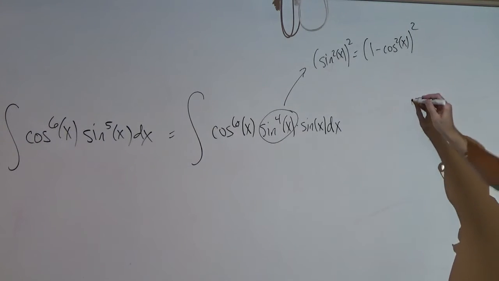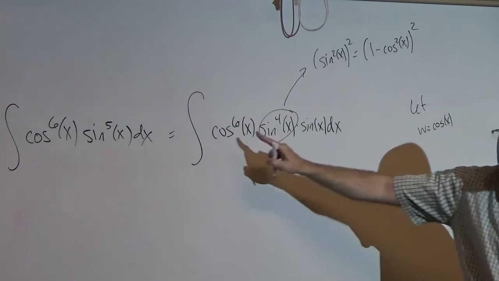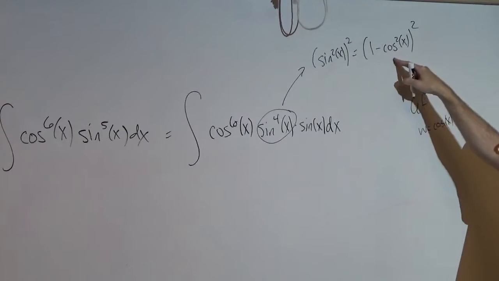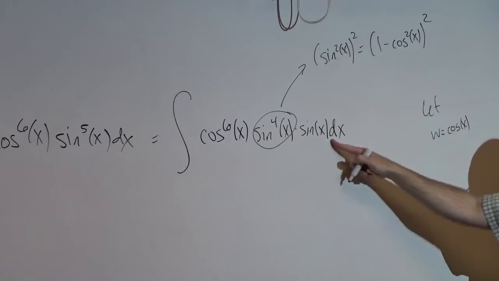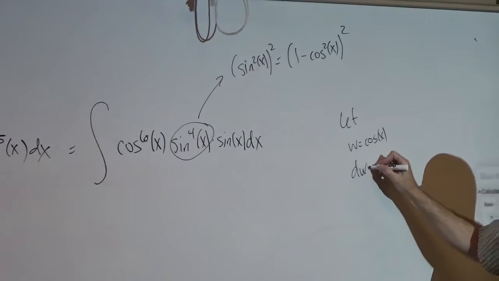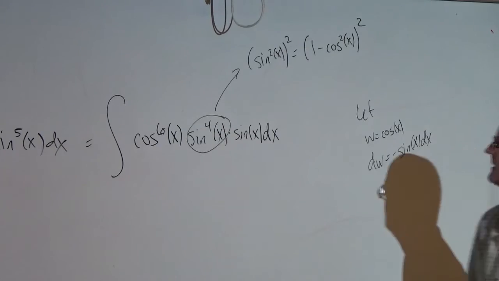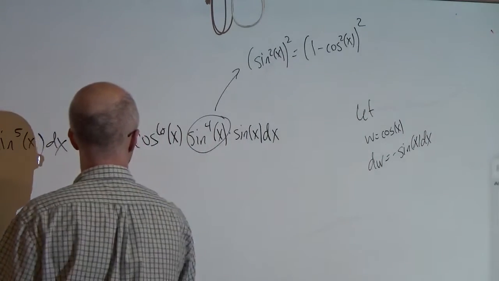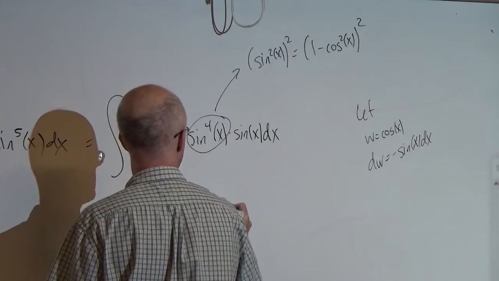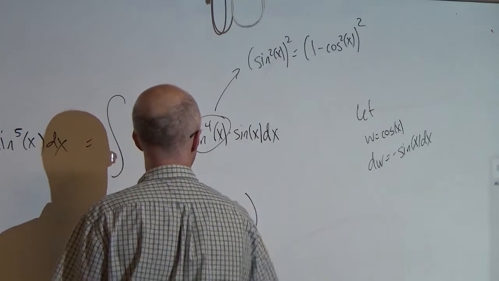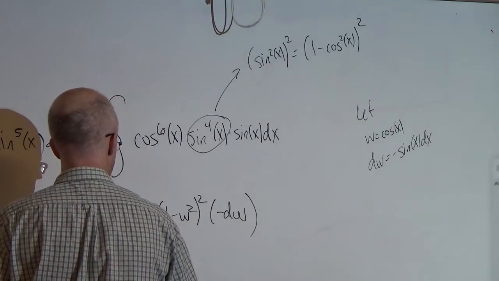And so if you let w equal cos x, you've got a w to the 6th there, and you've got a 1 minus w squared quantity squared right there. And this is going to be negative dw. dw is negative sine x dx. So you get the integral of w to the 6th times 1 minus w squared quantity squared, negative dw. You can bring the negative sign out in front. You can square things first if you like.